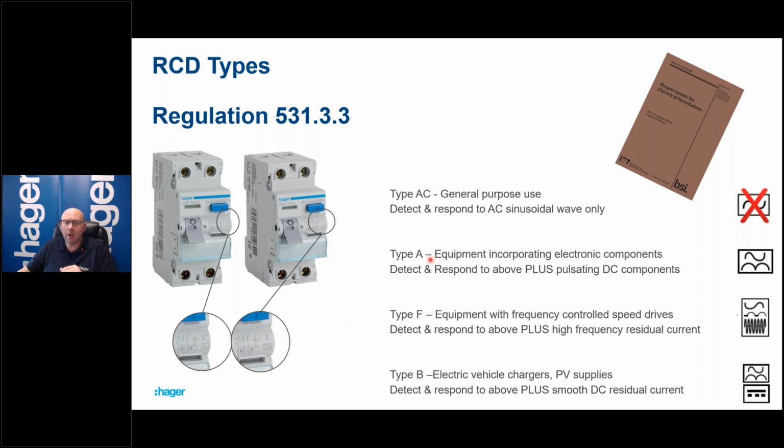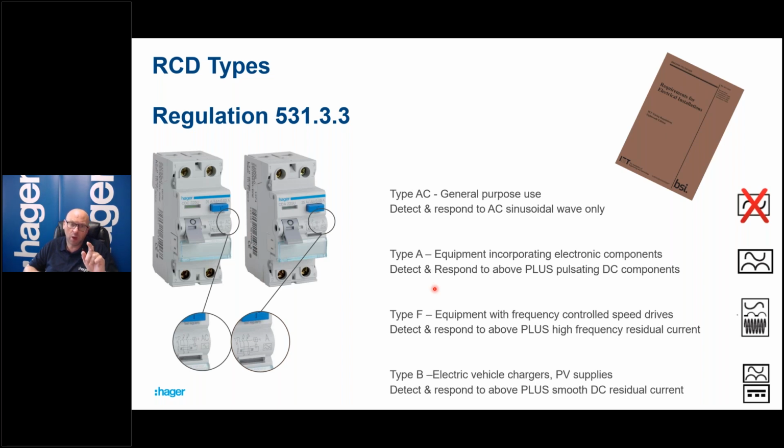We're seeing the type A as being the more general purpose device, because the type A device can work in the presence of up to about 6 milliamps of DC flowing through it. A type F device can deal with up to about 10 milliamps, and a type B device, that's the best device out of there. If there's too much presence of DC, it will actually disconnect. So that's the hierarchy of devices, the AC being the worst and the B being the best.